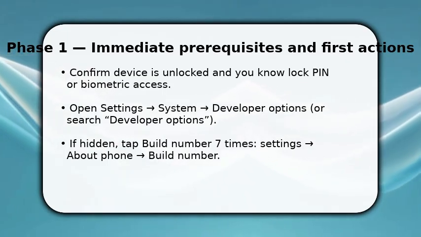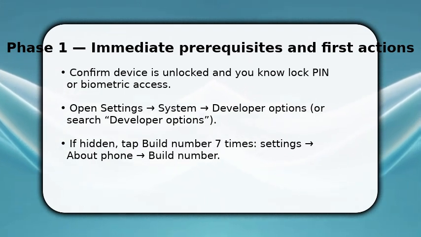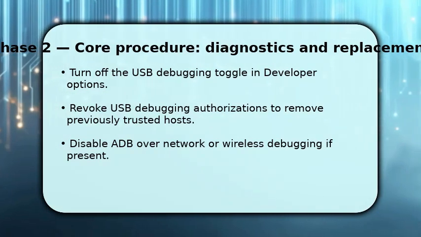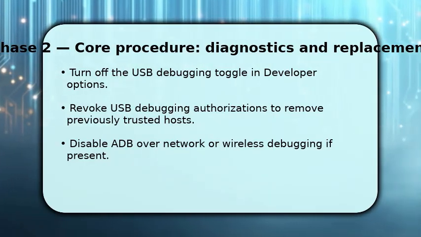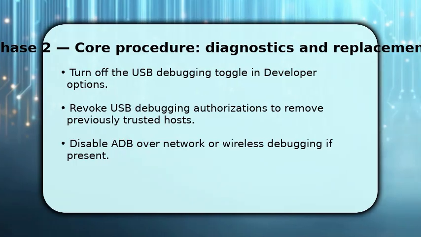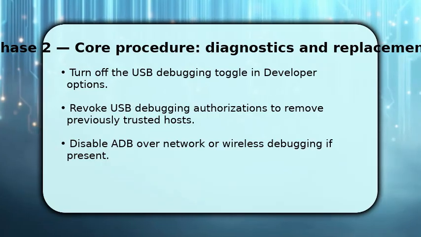Now locate the USB debugging toggle. That's the first actionable control you will change. Now you disable the debugging features. Flip the USB debugging toggle off. After you do that, tap Revoke USB debugging authorizations to clear any paired computers. This ensures old hosts cannot reconnect.